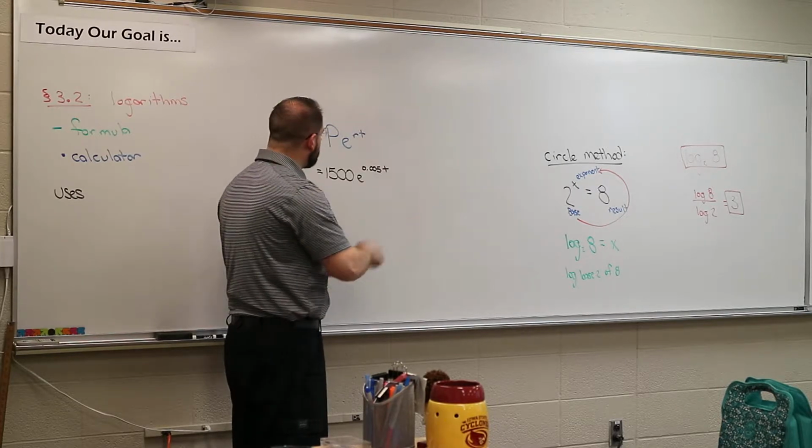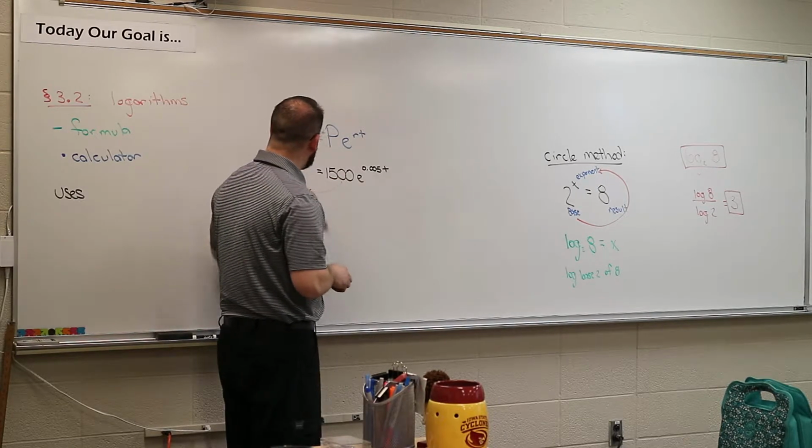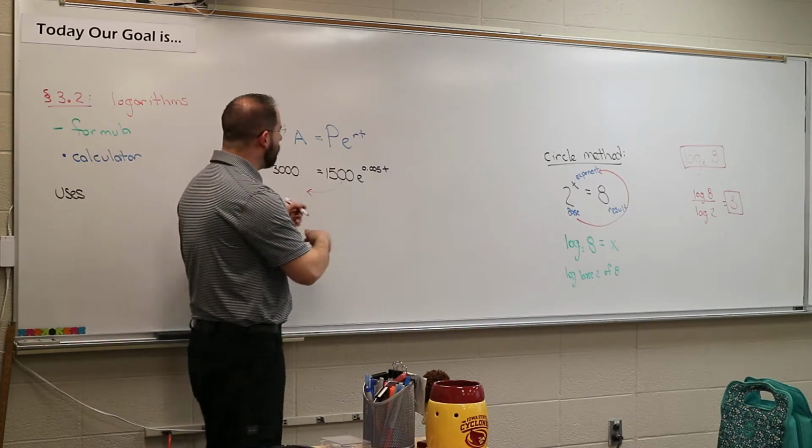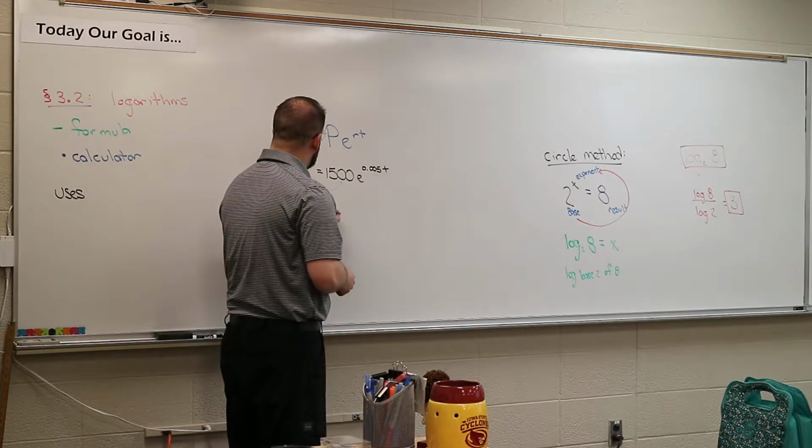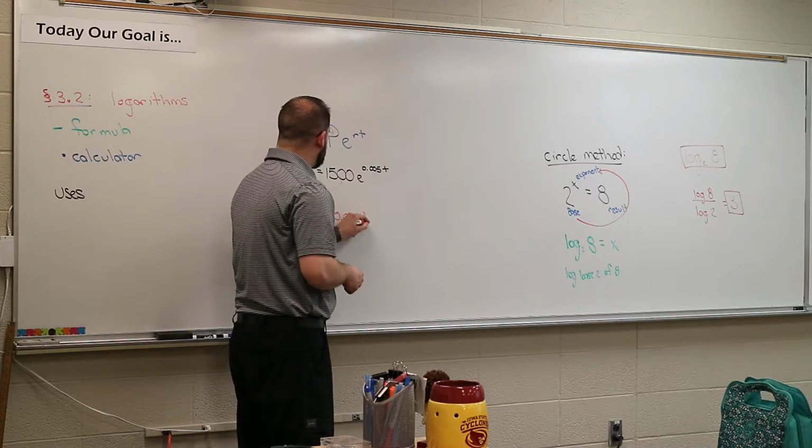All right. So first, I'm going to divide the 1500 across, because that number is attached to the e. So I'm going to divide it over, so I get the e by itself. When I divide this over, it gives me 2. So I'm going to divide that over.